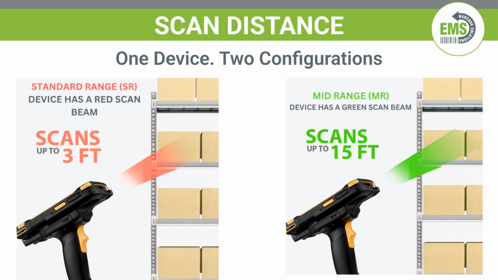When choosing between a standard and a mid-range mobile computer, it's not about different devices. It's about choosing the right configuration for your shop floor. The GSS-MOBILE-SR and GSS-MOBILE-MR are built on the exact same rugged platform. The only difference? The scan engine.